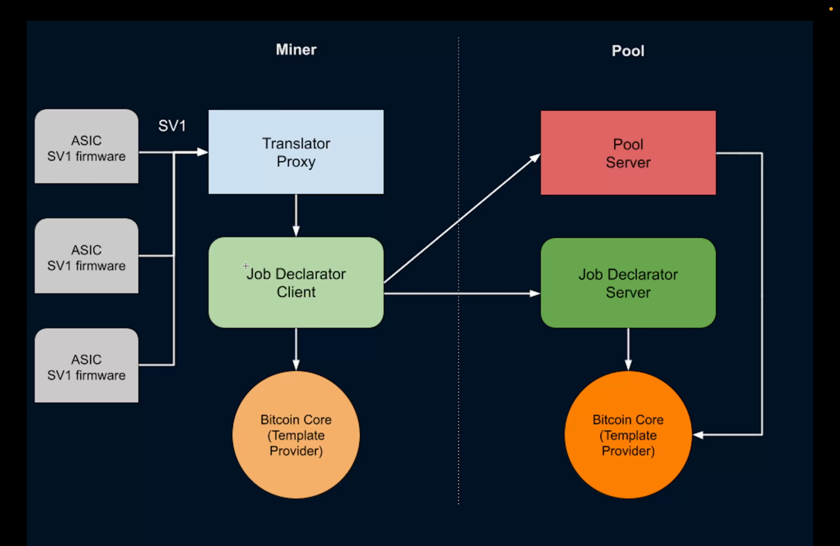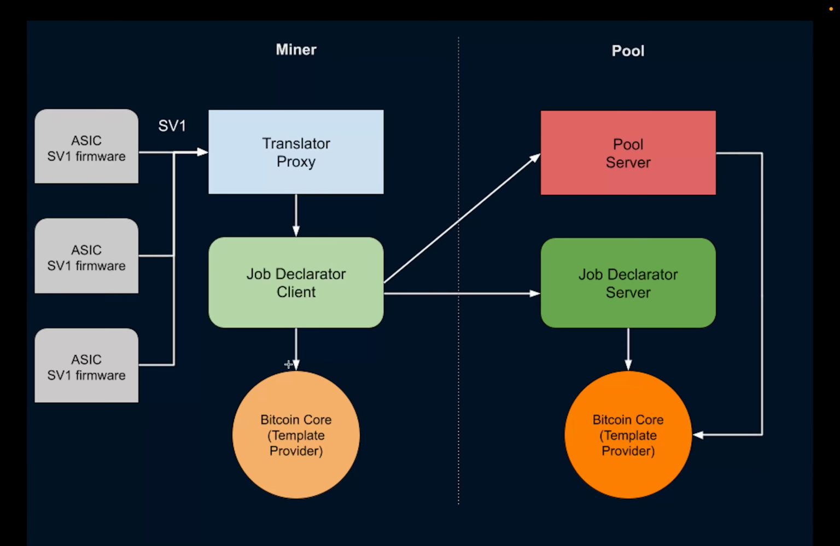Another application is the job declarator client, as well as a translator proxy, which is responsible for taking Stratum V1 connections and turning them into Stratum V2. Here in this image, we have ASIC Stratum V1 devices. We are actually going to use CPU miners as a way to simplify our workflow. So please bear with me. This is just for illustration purposes. We're not going to be using any real ASICs today.